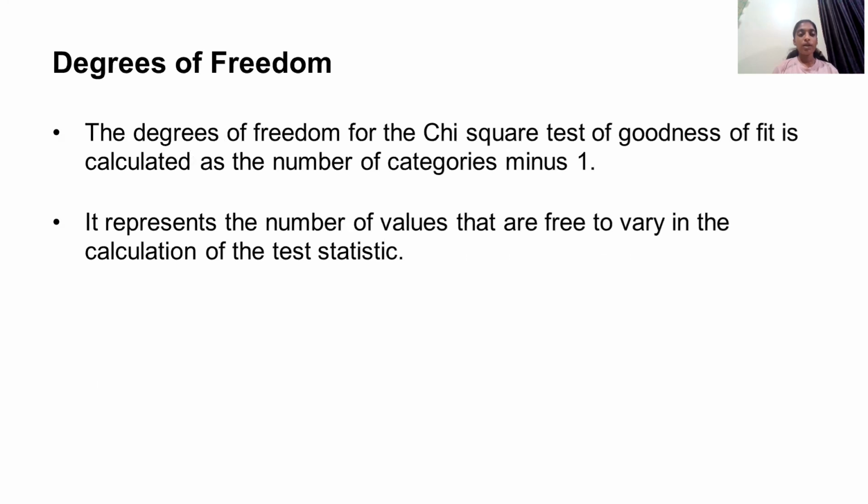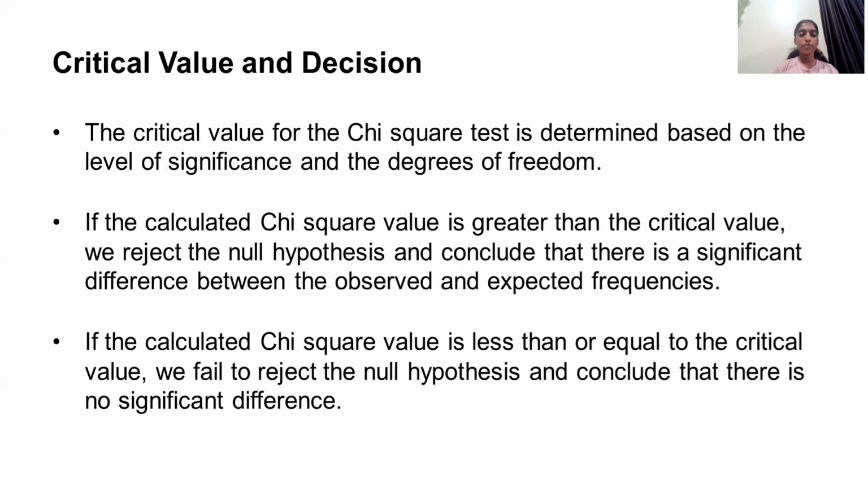Degrees of freedom. The degrees of freedom for the chi-square test of goodness of fit is calculated as the number of categories minus 1. It represents the number of values that are free to vary in the calculation of the test statistic. Critical value and decision.